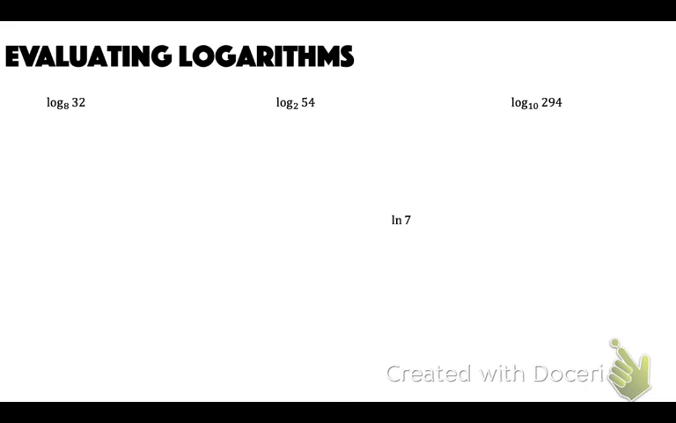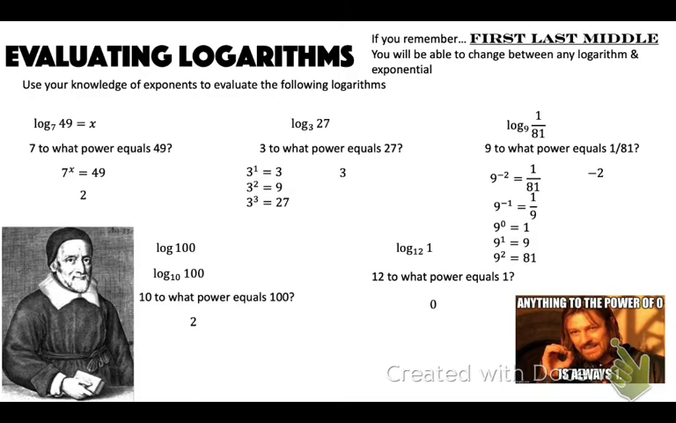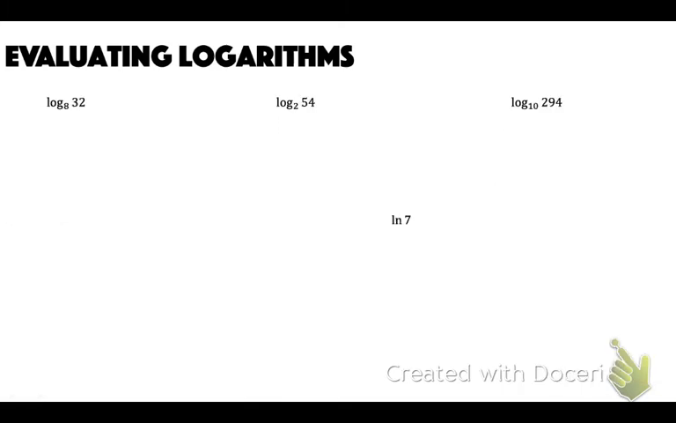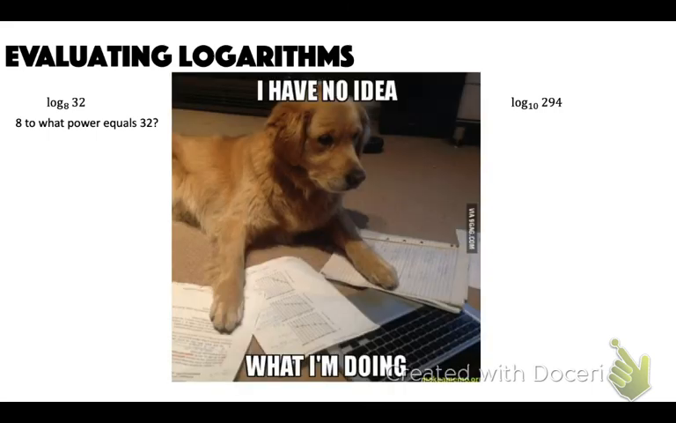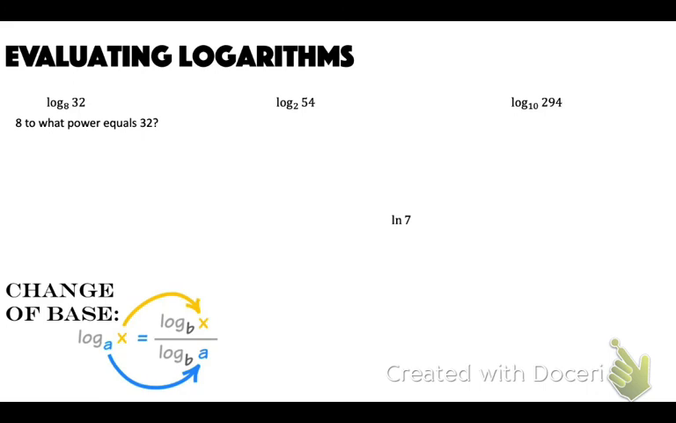Okay, last thing we're going to do here. So we're going to evaluate some logs, but now this isn't as easy to do. So we can use our calculator. And even for all of these ones, you could have just used your calculator, okay? So this one is saying 8 to what power equals 32? Well, I'm not sure because 8 squared is 64, so it's got to be somewhere between 1 and 2, and I don't know how to figure out that number. So we're just going to use the change of base here.